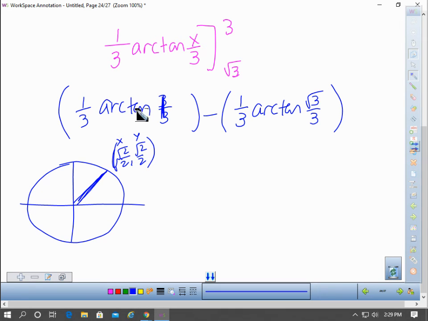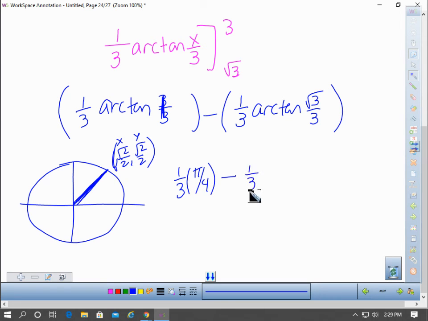So when it asks for the arctan of 1, it's wanting you to tell it what radian measure on the unit circle gives you that answer. So what radian measure is this in the middle of the first quadrant from 0 to pi over 2? Well, that's pi over 4. So our answer is 1/3 times pi over 4.